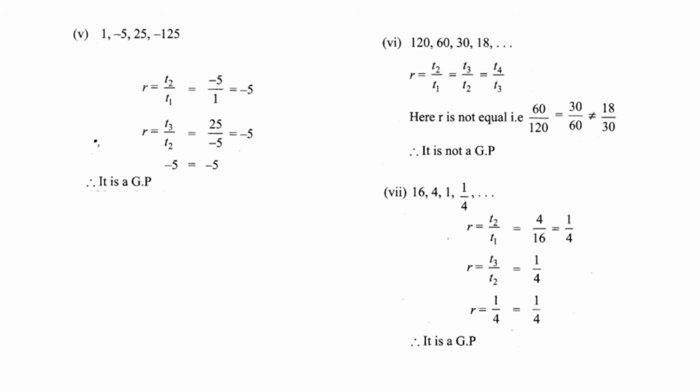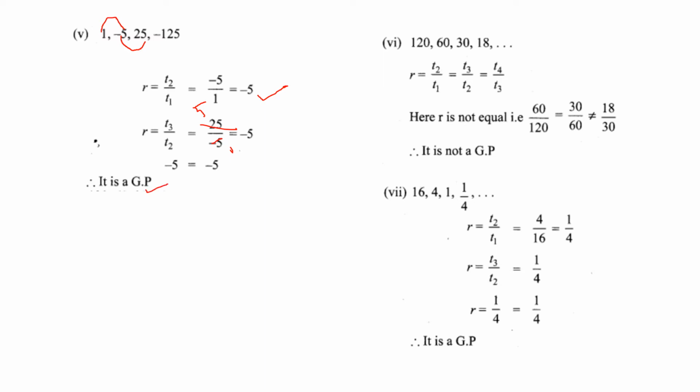Fifth question: 1, minus 5, 25, minus 125. We have to find out whether it is a GP or not. Here also the same rule, T2 by T1, minus 5 by 1, minus 5. And T3 by T2, 25 by minus 5, also you cancel it. 5 by minus 1 is nothing but minus 5 only, therefore it is a GP.